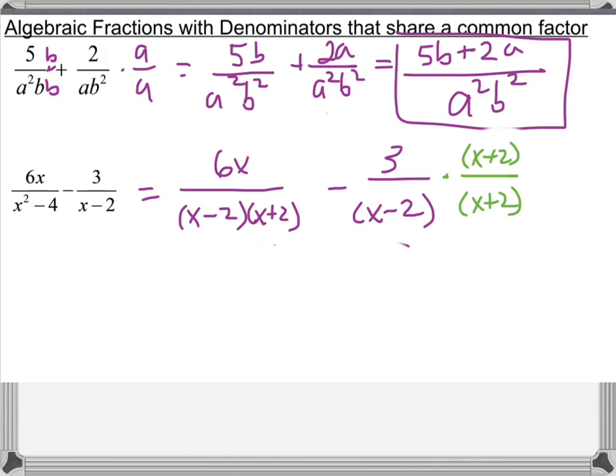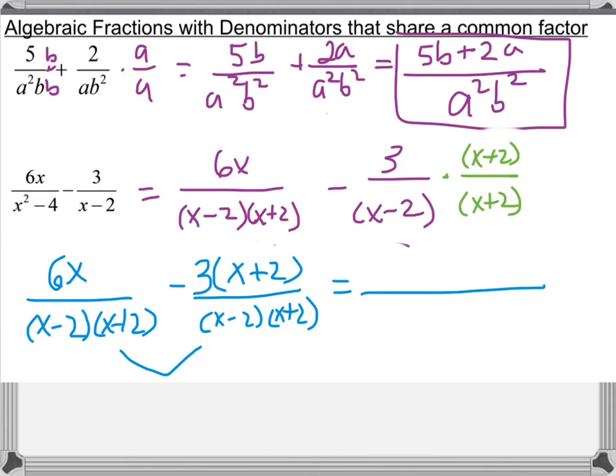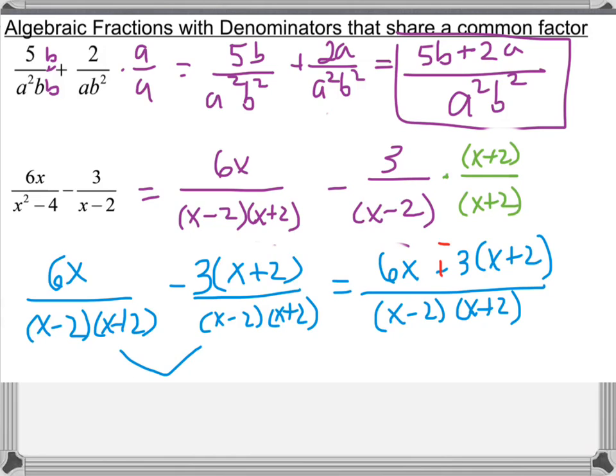So I would have, okay, I'd have 6x over x minus 2, x plus 2, minus 3 times x plus 2 over x minus 2, x plus 2. Now, since I have common denominators, I can just subtract. My common denominator is going to be this. My numerator is going to be 6x minus 3 times x plus 2. Now I'm going to have to go and use KCC and then distribute, so plus a negative. I'm going to distribute negative 3 in.